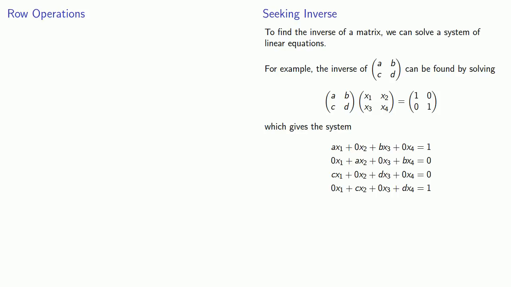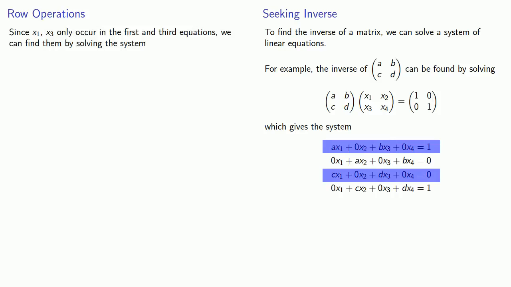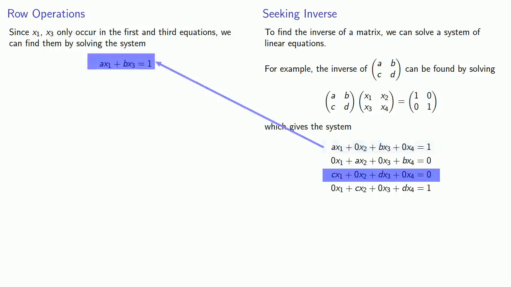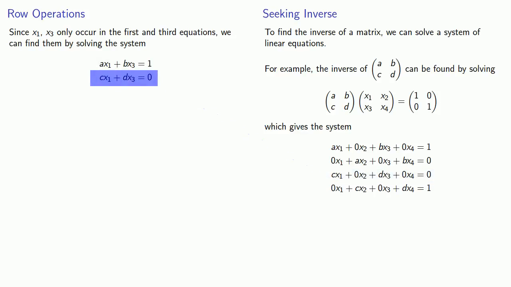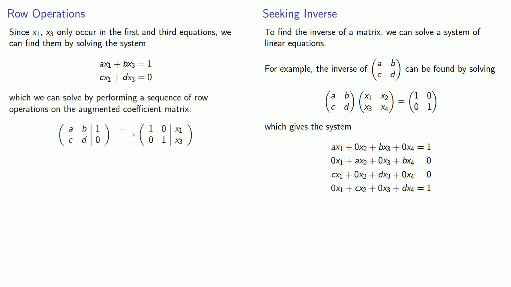Because the variables split this way, I can solve for pairs of variables. For example, since x1 and x3 only occur in the first and third equations, we can solve for them by solving the system ax1 plus bx3 equals 1, cx1 plus dx3 equals 0. And we can solve by performing a sequence of row operations on the augmented coefficient matrix.